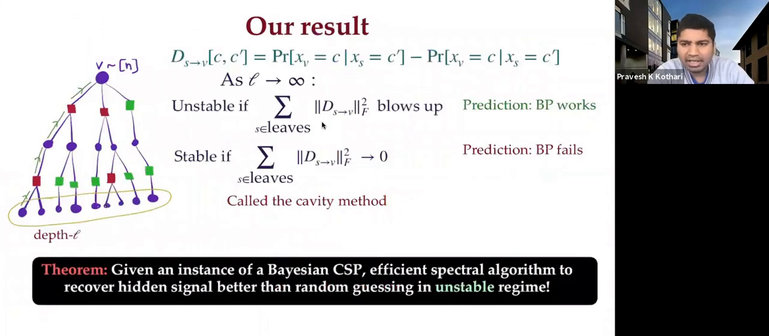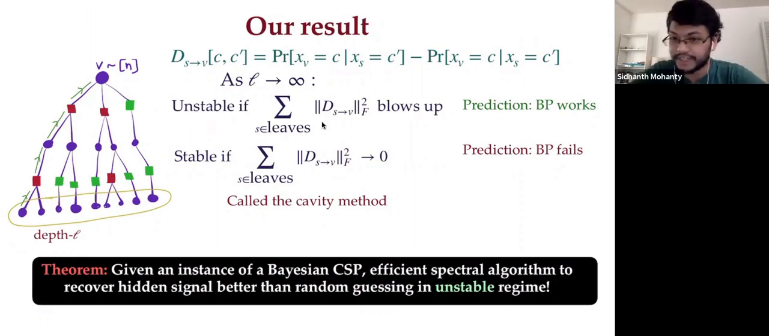So maybe you already answered this, but this is a quick question. When the conjecture is that BP works, does it mean that you beat random, or does it mean that you recover the vector exactly? It means you beat random guessing.